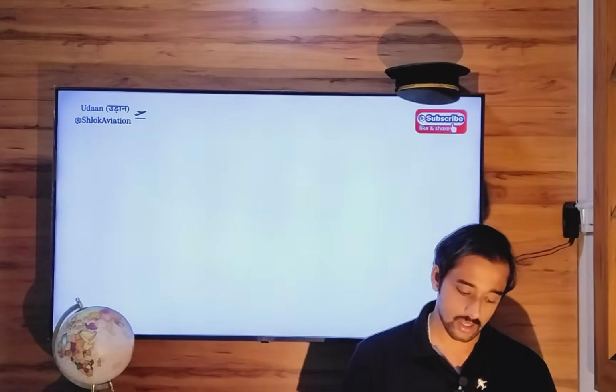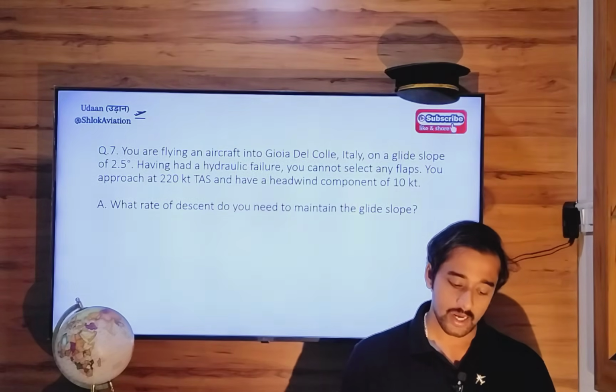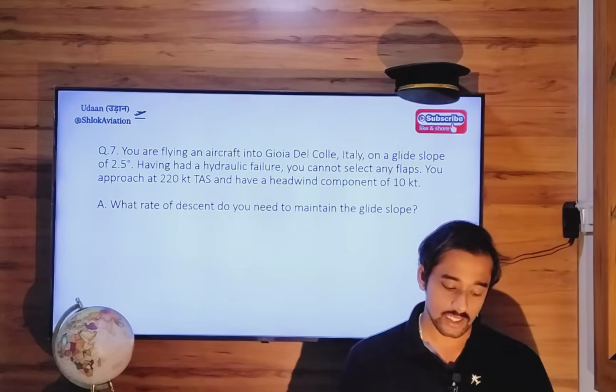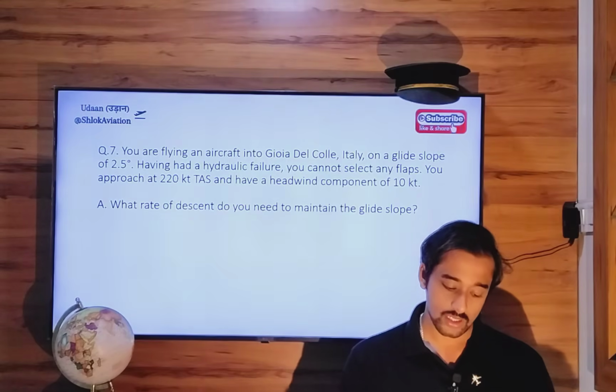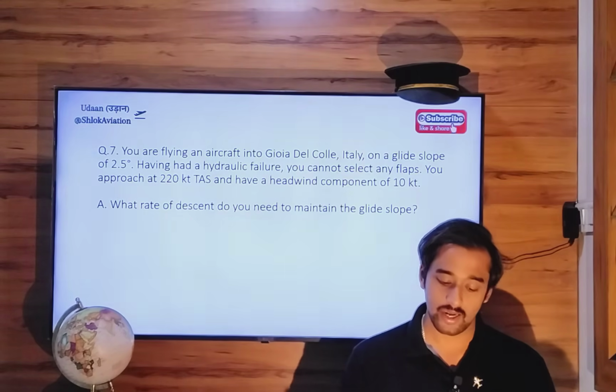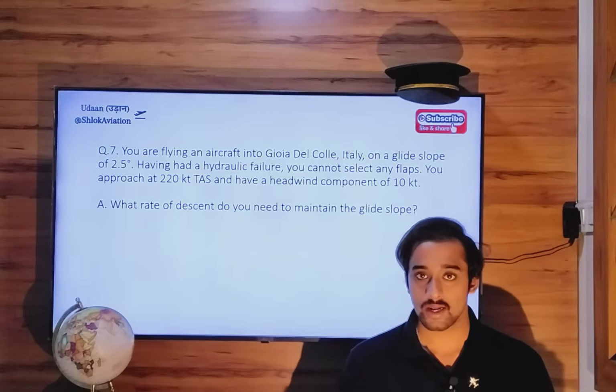Next, question number 7. You are flying an aircraft in Italy on a slope of 2.5 degrees. Having had a hydraulic failure, you can't select any flaps. Your approach speed is 220 and you have a headwind component of 10 knots. What rate of descent do you need to maintain the glide slope?